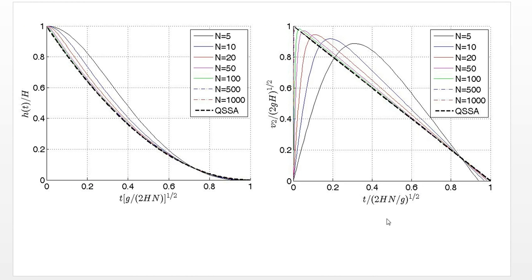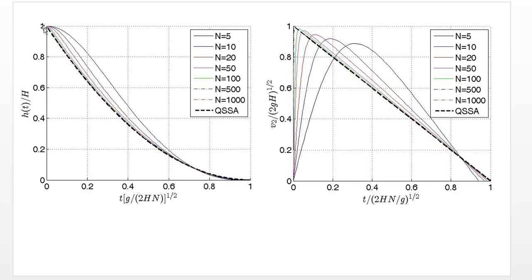And the first thing we do, we have two plots. The first plot, this is a plot of the height of the liquid divided by its initial height, capital H, as a function of dimensionless time. So it's time normalized by the square root of g over 2 capital H, n to the 1/2 power. And we plotted this for different values of n, ranging from 5 all the way up to 1,000, and the heavy dashed line is the quasi-steady state approximation we derived before.